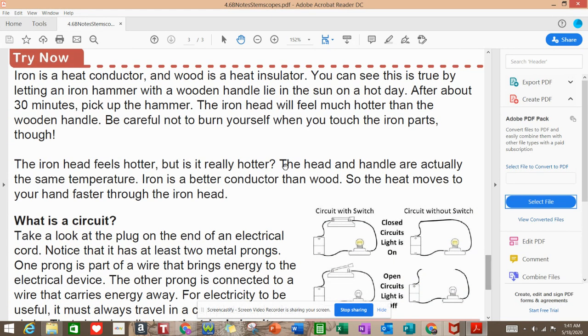Iron is a heat conductor and wood is a heat insulator. You can see this is true by letting an iron hammer with a wooden handle lie in the sun on a hot day. After about 30 minutes, pick up the hammer. The iron head will feel much hotter than the wooden handle. Be careful not to burn yourself when you touch the iron parts though. The iron head feels hotter, but is it really hotter? The head and handle are actually the same temperature. Iron is a better conductor than wood, so the heat moves to your hand faster through the iron head.